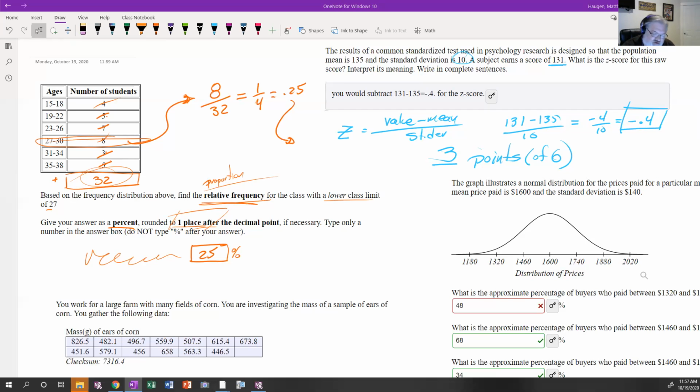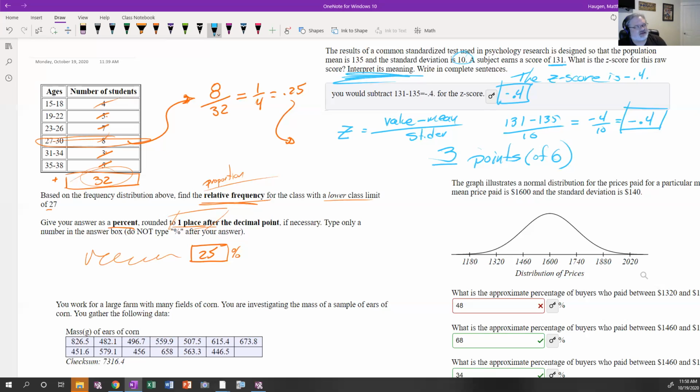If somebody wrote the z-score is -0.4, that's also 3 points out of 6. If you wrote the answer -0.4, and that was all you wrote, that was usually 2 points because it told you to write it in sentences. What's missing from all of this? Interpret the meaning. What does this mean? What does this represent?